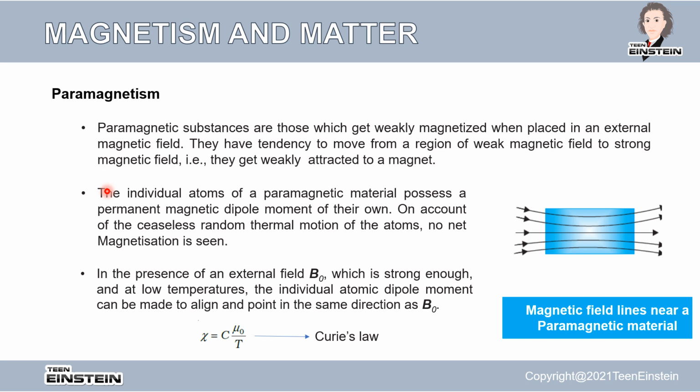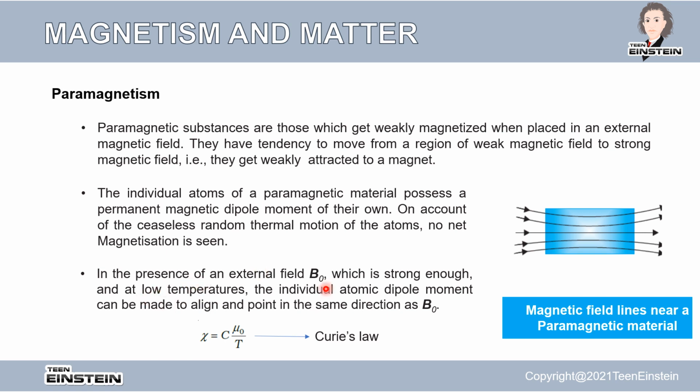The individual atoms of a paramagnetic material possess a permanent magnetic dipole moment of their own. On account of the ceaseless random thermal motion of the atoms, no net magnetization is seen. See, for example, when you have a paramagnetic material at a higher temperature, the atoms will have permanent dipole moments, but they will be randomly oriented, so they cancel each other out, and the net magnetization is zero. But when you reduce the temperature, what happens? They get more magnetized and the magnetization increases. So the magnetization of a paramagnetic substance depends on temperature, and this dependency is given by Curie's law. So let's see what Curie's law says.